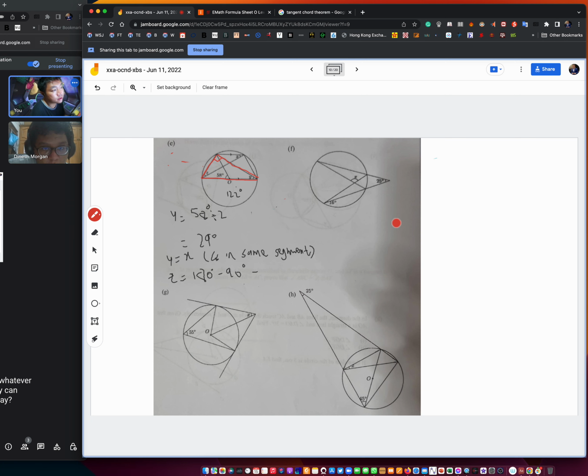But Z is the small one. So this is 29. This is also 29. You have a parallel. You have a parallel. So this is equal to X because it's parallel. So you have this alternate angle, right? Then that's how you figure out the Z. This is 29.